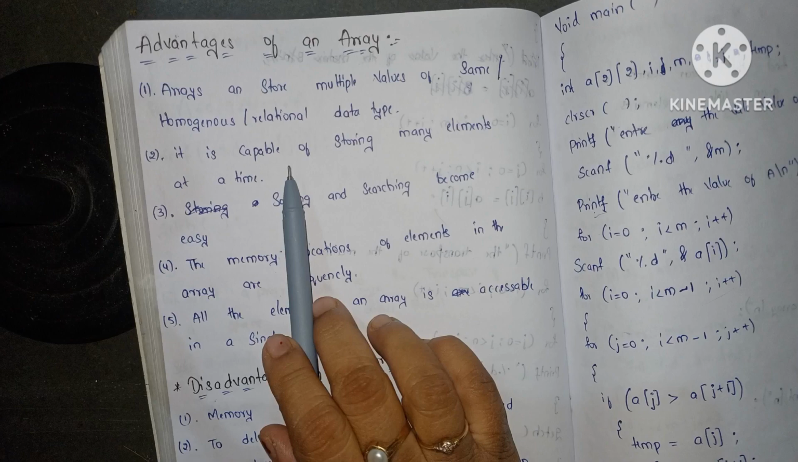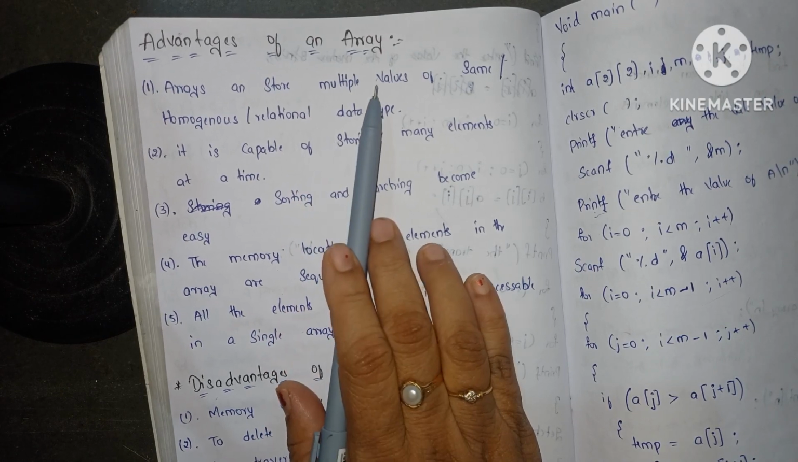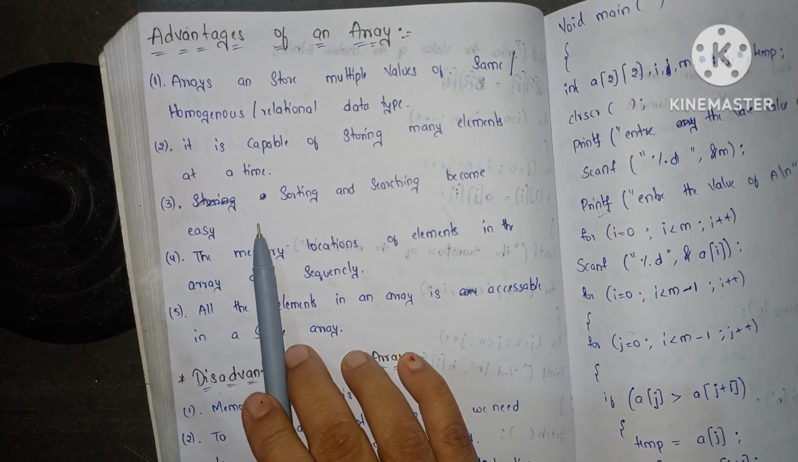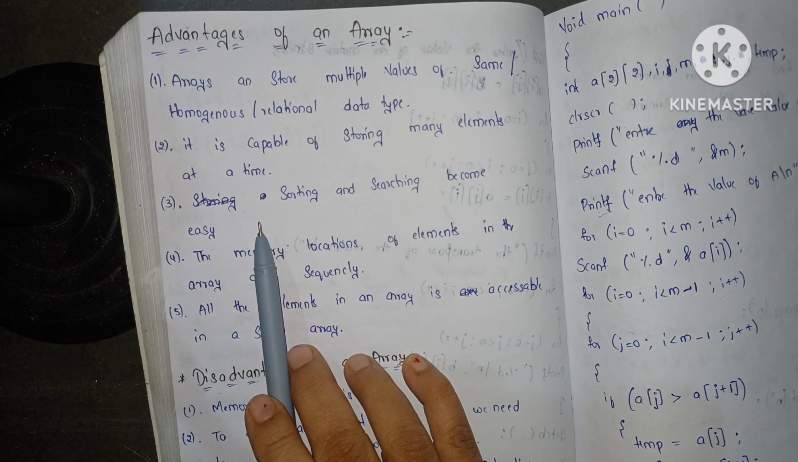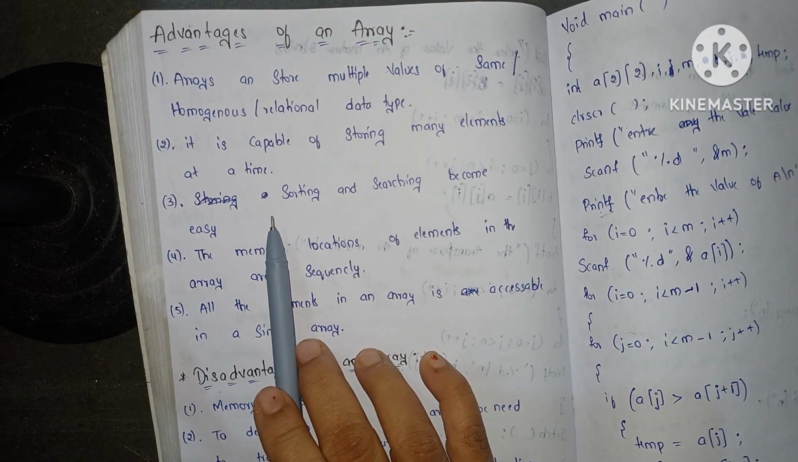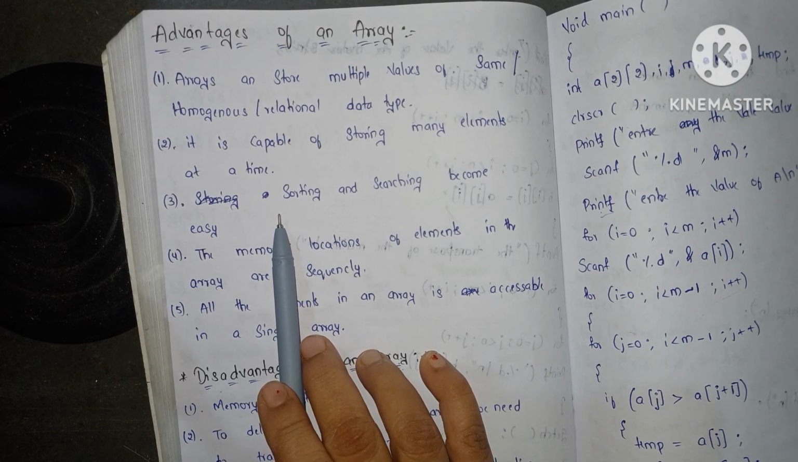Any number of elements can be stored at a time in a single variable. That is also possible in arrays. Next, sorting and searching become easy. If you want to sort the elements or search for a particular element in a given list of elements, arrays are a very important, easy technique.